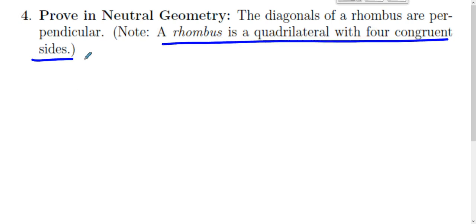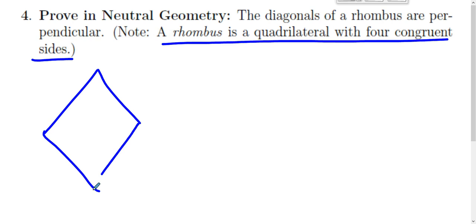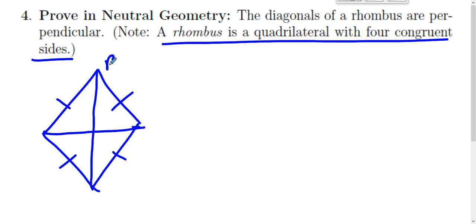A rhombus is a quadrilateral with four congruent sides. We're supposed to prove that its diagonals are perpendicular. So nothing terribly difficult about this, right? I mean, there's nothing terribly difficult about this. We know that triangle RHM is congruent to triangle OHM. It's also congruent to triangle OMH. And so all of these are congruent.